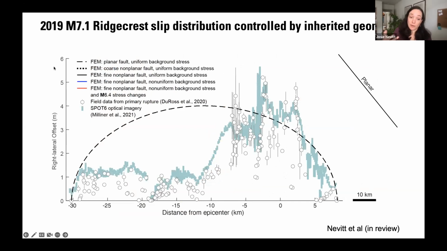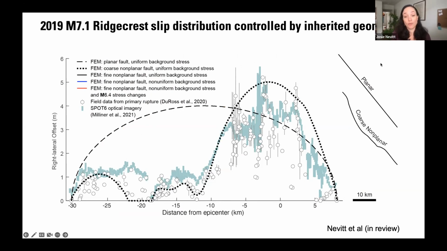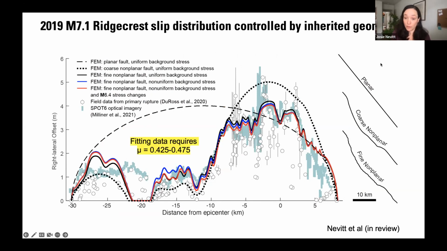We built finite element models to further test this geometric sensitivity. So here we're looking at field and geodetic measurements of fault offset compared to models with different assumed fault geometries. By approximating it as just a planar structure, we get a very poor fit to the data. But as we improve the fidelity of the modeled fault geometry, we improve the fit to the data. And so that's a very strong indicator that the slip is sensitive and is responding to these fine scale changes in the rupture orientation.